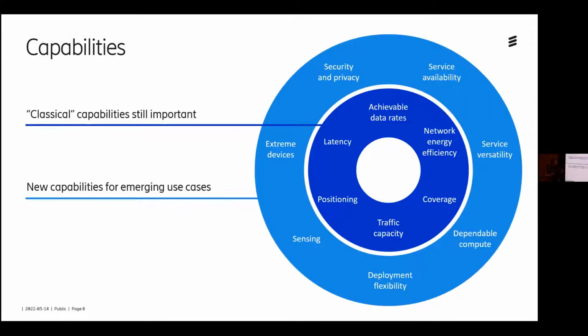So we actually have an outer ring of what I call new capabilities. You can of course discuss what's new and what's classical, and the border between the two circles is a little bit blurry. But we are trying to address new capabilities for new use cases. Security and privacy, that goes back to trustworthiness in a wider sense, not just for connectivity, but for everything. Service availability: the service of course needs to be available. I need to trust that my service is up and running.